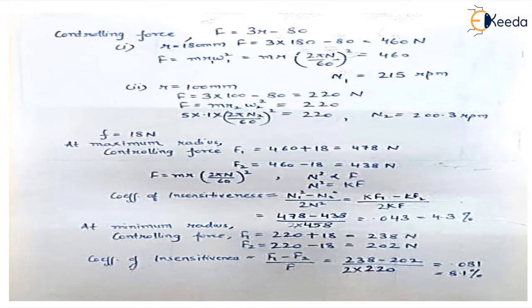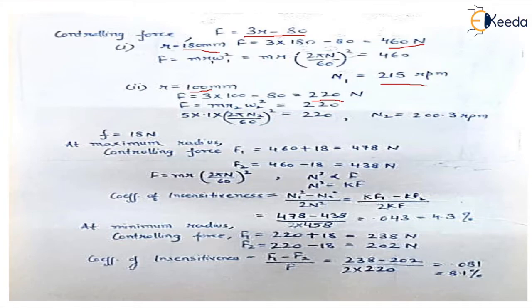So we are given this equation F is equal to 3r minus 80, right? And we know the value of radius for both the conditions, 180 and 100 mm. We put the value of radius and we get the value of controlling force for both the cases. Now we know in equilibrium position controlling force is equal to centrifugal force, which is m r omega square. So in case 1, m r1 omega 1 square is equal to 460. You place omega as 2 pi n upon 60, put the values and you get the value of n1 as 215 rpm. Similarly, we'll do it for the minimum radius, which is 100 mm, right?